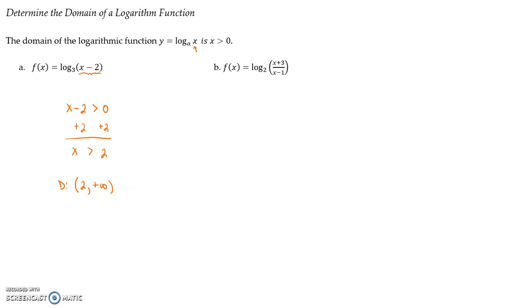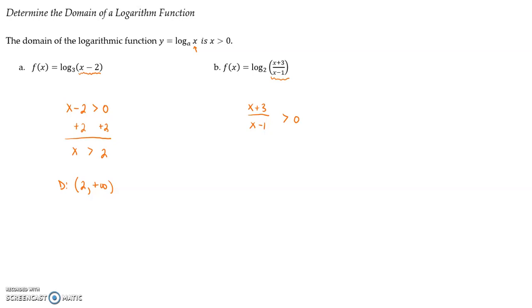Let's go ahead and take a look at part B. We want to find the domain of log base 2 of x plus 3 in our numerator and x minus 1 in our denominator. Okay, so this whole piece has to be something that is positive, or something that is greater than 0. So this is going to give us some good review as we go back to working with our rational functions. Okay, we want to know when it's greater than 0.